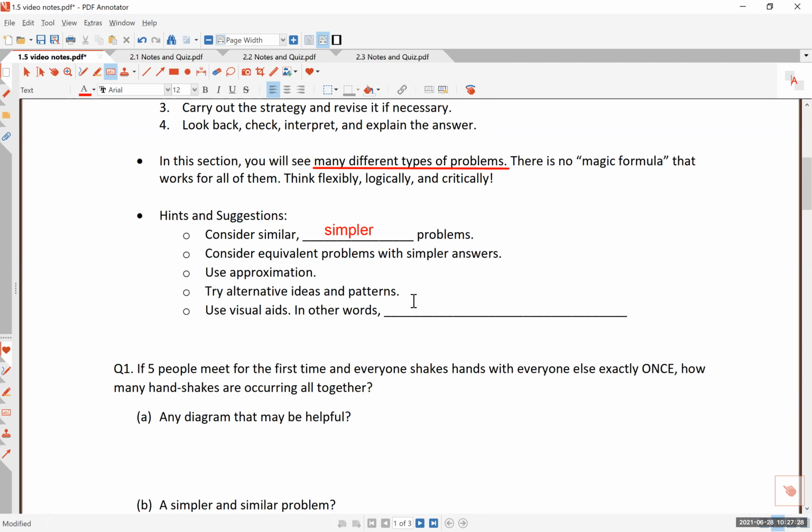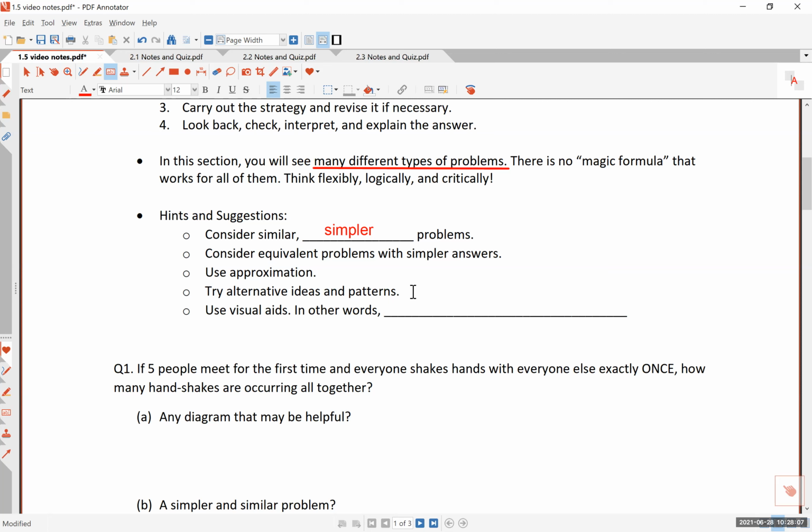Try alternative ideas and patterns. And by the way, this is exactly what mathematicians do when they solve difficult problems. And it's not unusual for a mathematician, for instance, to be using a certain approach to solve a problem for maybe a day or days or weeks or months or even years, and then change the strategy to try a different approach. And sometimes it takes years to solve a problem. There are well-known mathematical problems that have taken centuries to be solved.